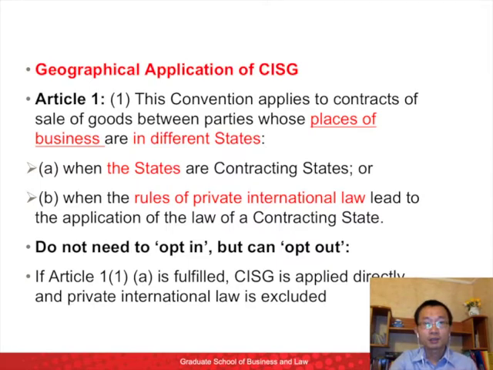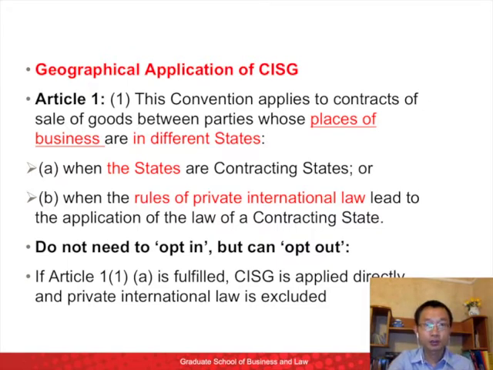Please note in Article 1, it's the place of business rather than nationality that determines the application of the convention. When the parties to the contracts are located in different contracting states, then the convention will govern. If Article 1(1)(a) is fulfilled, the convention will be applied automatically. The contracting parties don't need to opt in.